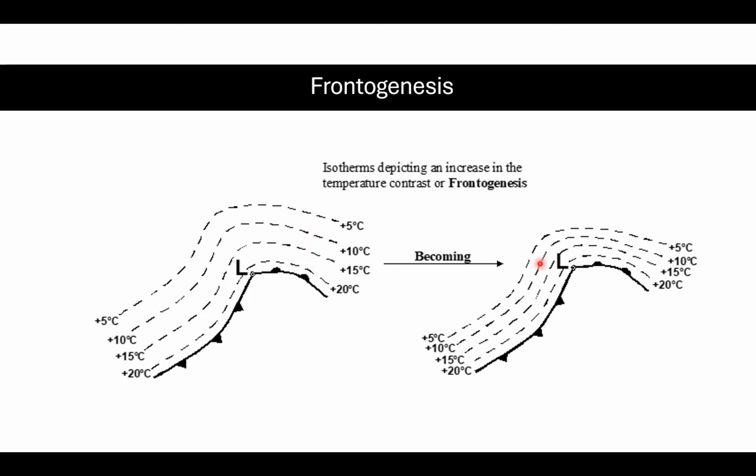But watch what happens over here on the right. These dashed lines, these isotherms, become more tightly packed. This is going to indicate frontogenesis. This means your air mass contrast is increasing, specifically in this case on the cold side of the front, which means this front is strengthening and undergoing frontogenesis.